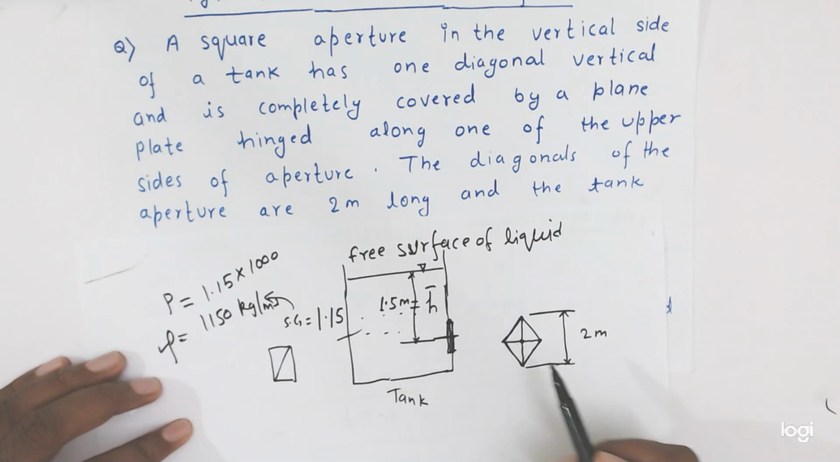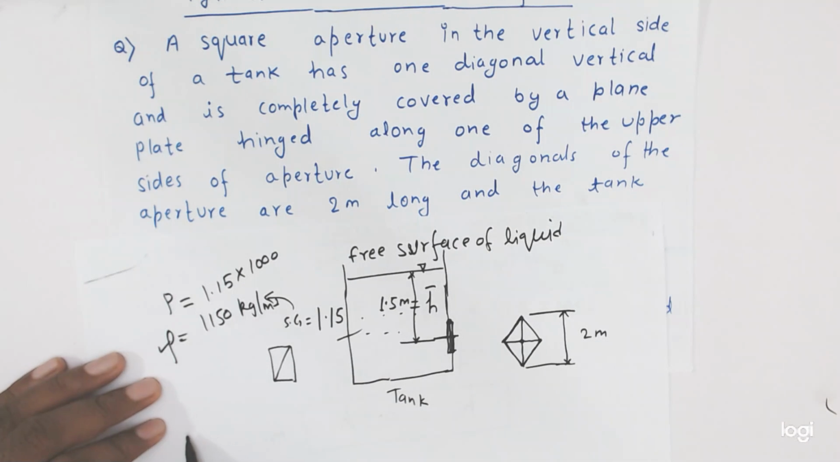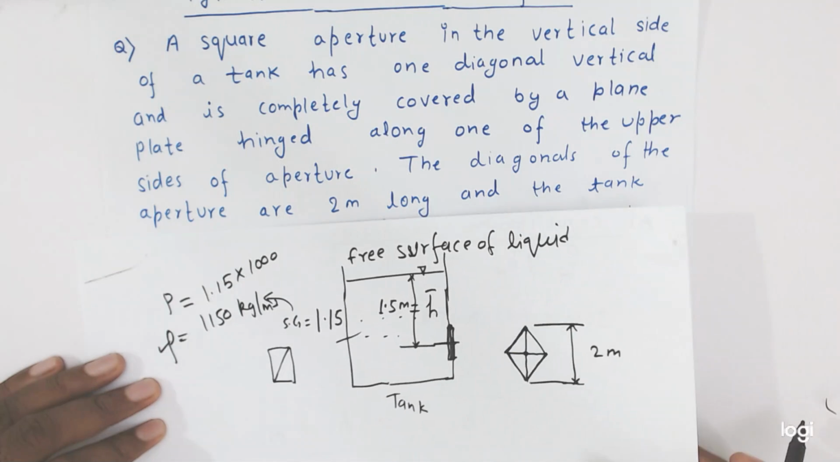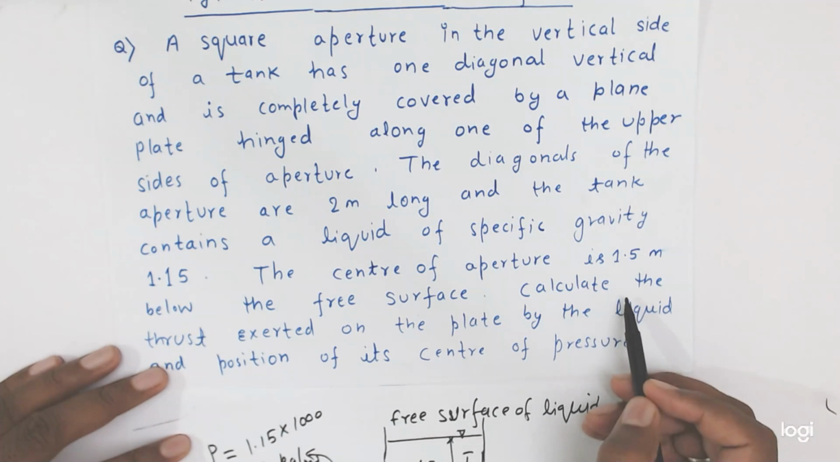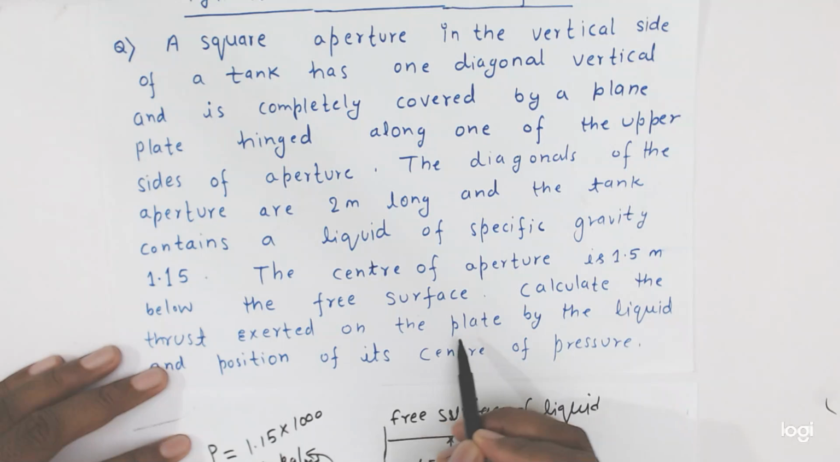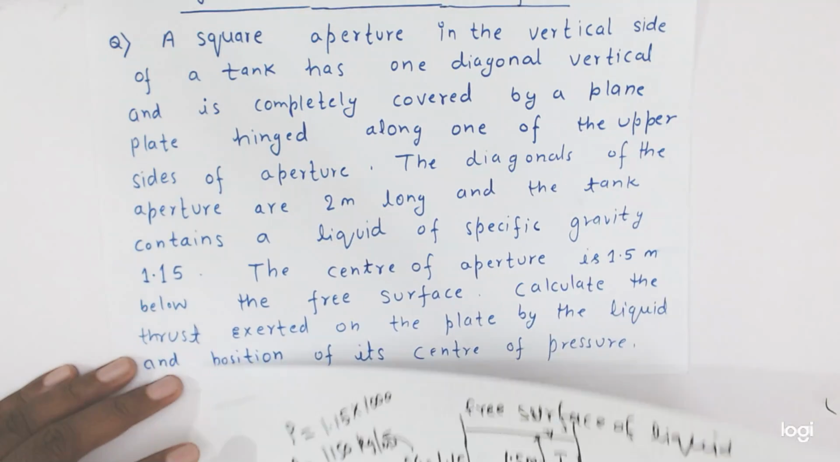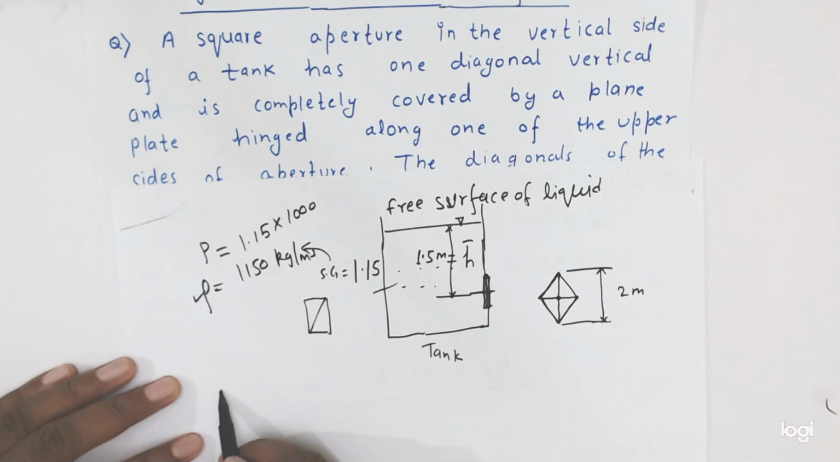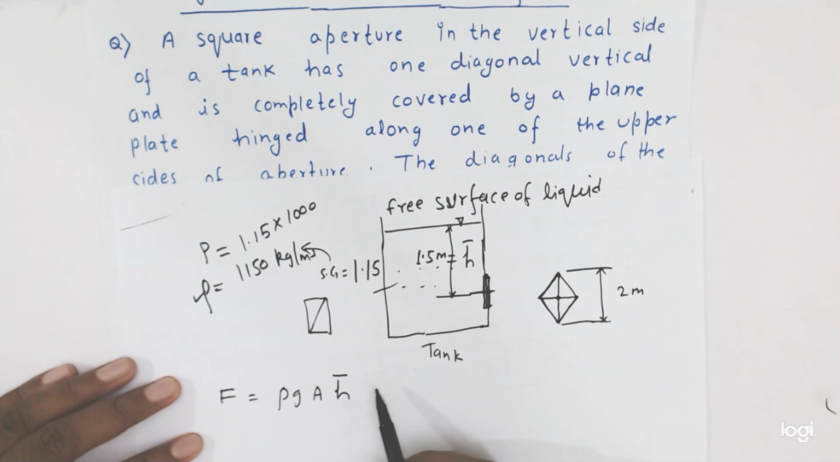Now we have to find the area. Why do we have to find the area, friends? Because it is asking us to calculate the thrust exerted on the plate. The thrust, or you can say force exerted, F equal to rho g A into h bar. So h bar we are getting, rho we already got from here, g value is equal to 9.81. So the only pending point is this A, the area of the aperture.